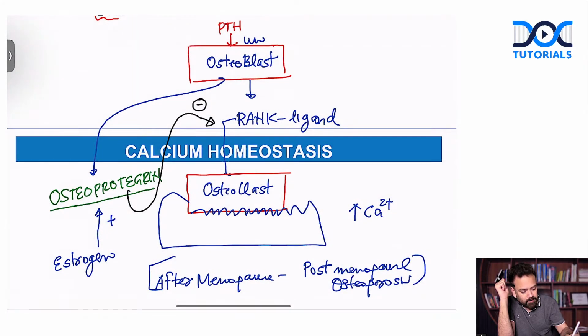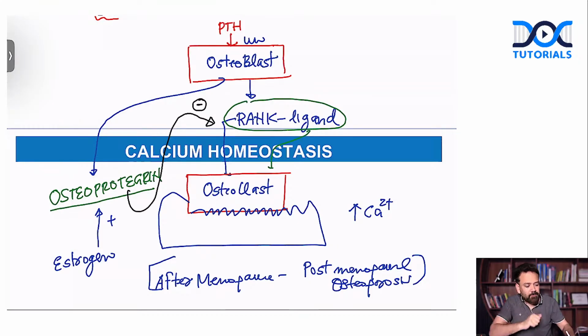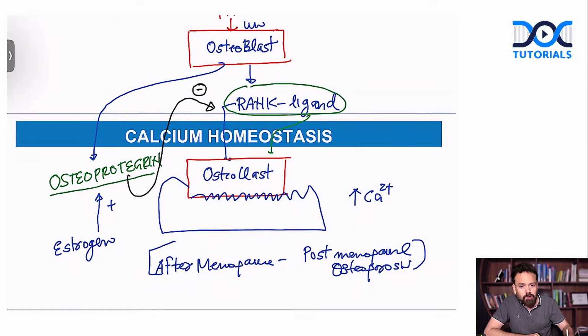It is going to generate rank ligand. Rank ligand will act on osteoclast to dissolve your bone and increase the calcium. So rank ligand is working on osteoclast so that calcium can be increased, causing osteoporosis, but it is naturally, physiologically prevented by osteoprotegerin. That is why osteoprotegerin is called the decoy receptor antagonist of rank ligand.